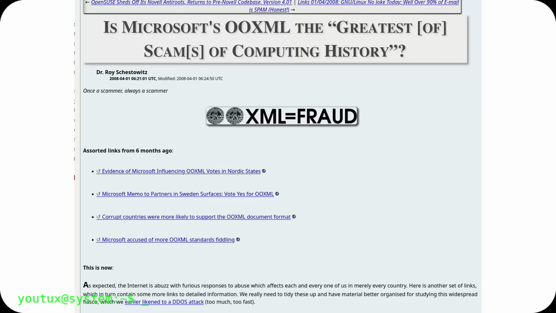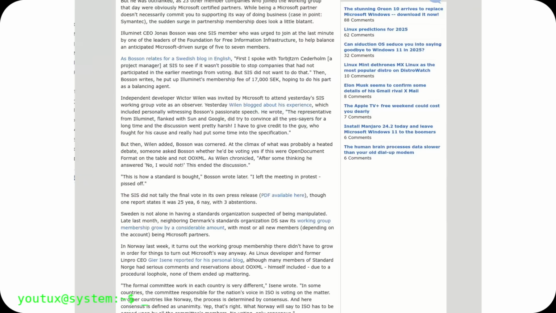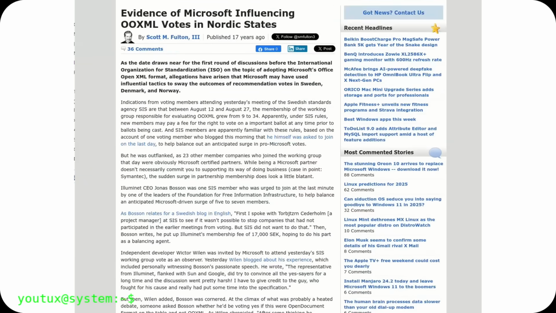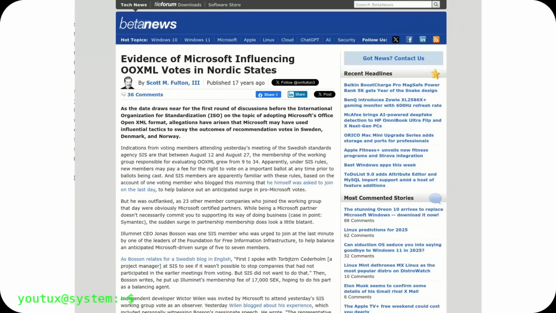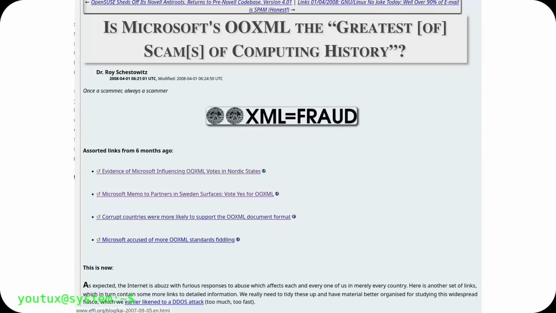Microsoft responded with the Office OpenXML, OOXML format, introduced alongside Microsoft Office 2007. OOXML aimed to maintain Microsoft's dominance over document formats, but its path to standardization was controversial. In 2008, OOXML was approved as an ISO standard, but the process sparked outrage. Several national committees accused Microsoft of undue influence.